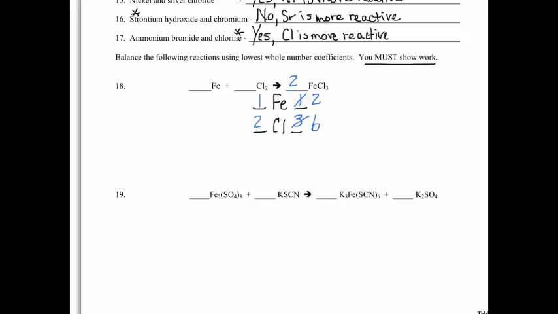So now to fix chlorine, I can put a 3 out front here, and now I have 6 chlorines. And to fix iron, I just need to put a 2 out front there, and now everything is balanced.